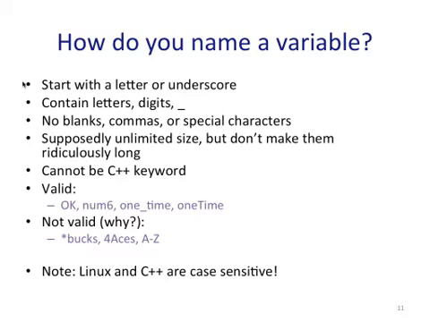There's some naming conventions with variables that you'll need to remember, so this is a good slide. First of all, you need to start your variables with a letter or an underscore, and your variable names are allowed to contain letters, digits, and underscores. You're not allowed to use blanks, commas, or special characters like question marks, hash marks, commas, periods.